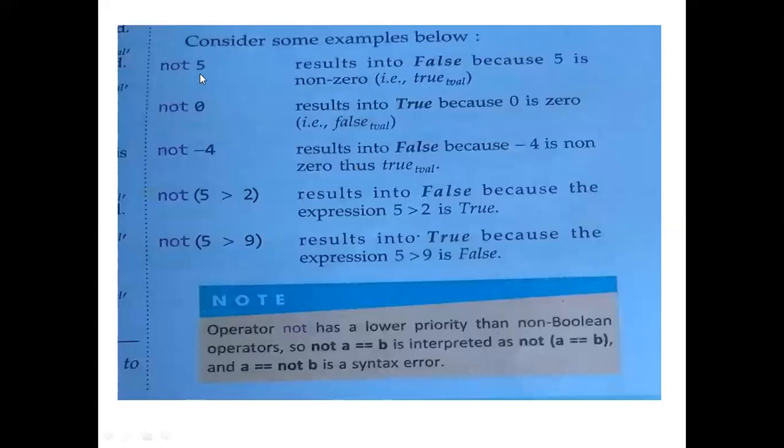So NOT of 5: the value of 5 is true, so NOT will give you false, because 5 is a non-zero value. NOT of 0 will give you true, because 0 is false, so NOT of false means it will give you true. NOT of minus 4 results in false because minus 4 is non-zero. NOT of 5 is greater than 2 results in false because the expression 5 is greater than 2 is true. NOT of 5 is greater than 9 results in true because the expression 5 is greater than 9 is false.